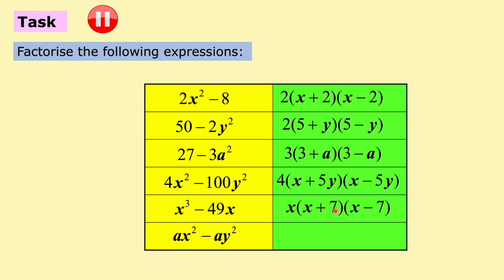And our last one, our common factor was a, leaving x squared subtract y squared, and that's where these square root terms come from. So if you at least got the first three correct, really, really well done. If you managed the last three, they were really challenging. So excellent work if you got any of those correct, if not all of them. Well done.